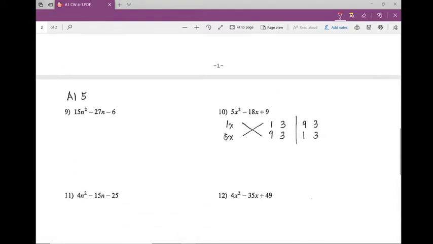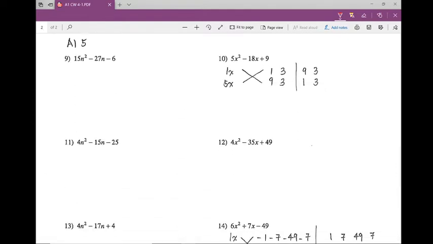We're going to move on to number 10. In number 10, same thing, except this time the middle term is going to be negative. So when we do out these pairings, we're going to make sure that both are going to be negative. You'll notice that on this half, again, I flipped them upside down to make sure that 5x gets an opportunity to be multiplied to each factor.